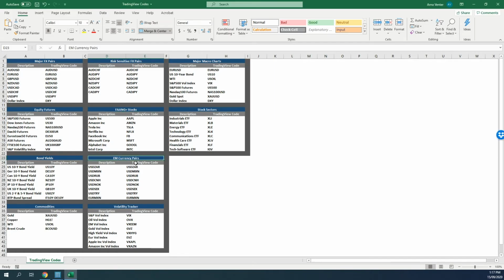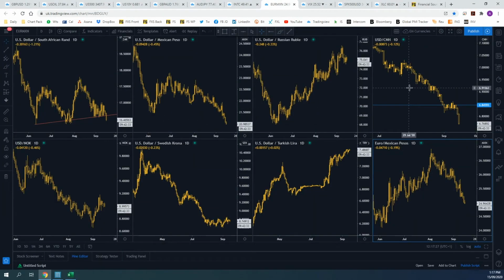Then the next one there is we have EM currency pairs. Now, this is where we look at all the emerging market currencies versus the US dollar. This is very handy because we're trying to see if we have a broad-based dollar move, is that move only limited to the developed market currencies, or is it also spilling over into the EM space, or is there something happening in the EM space that is spilling through to the rest of the market? So a good example of that would be today.